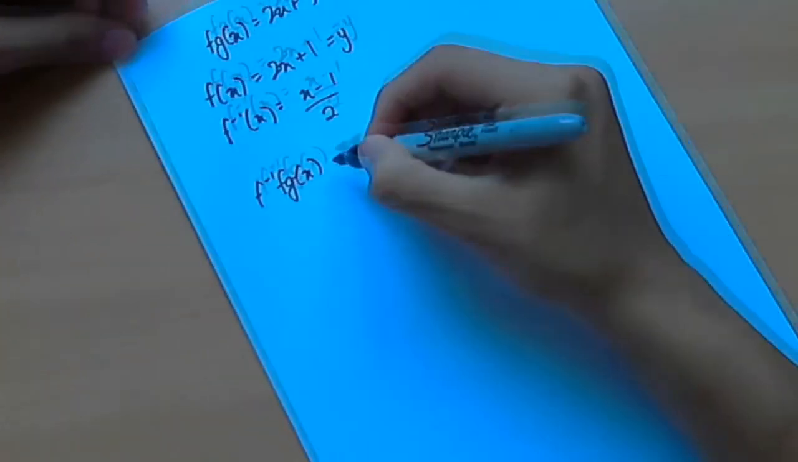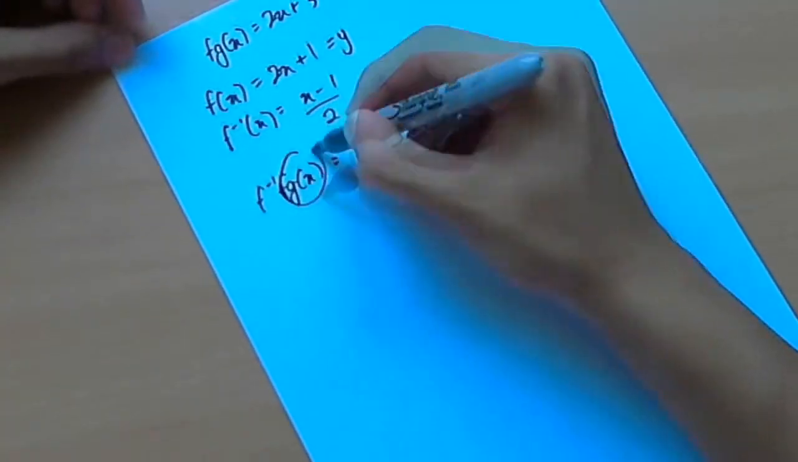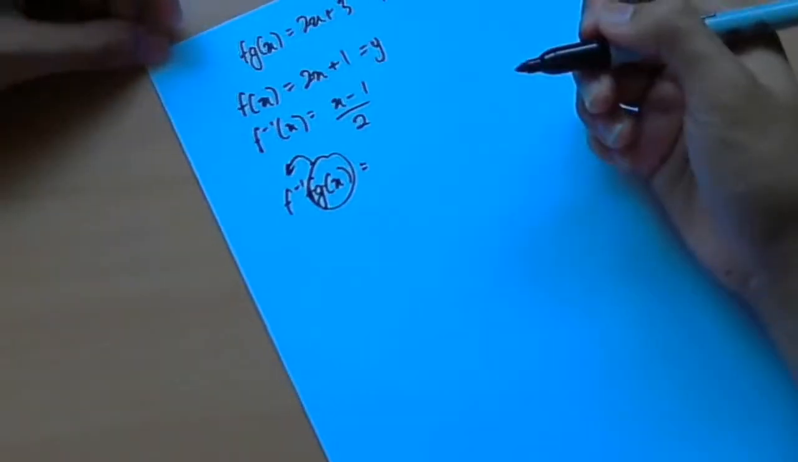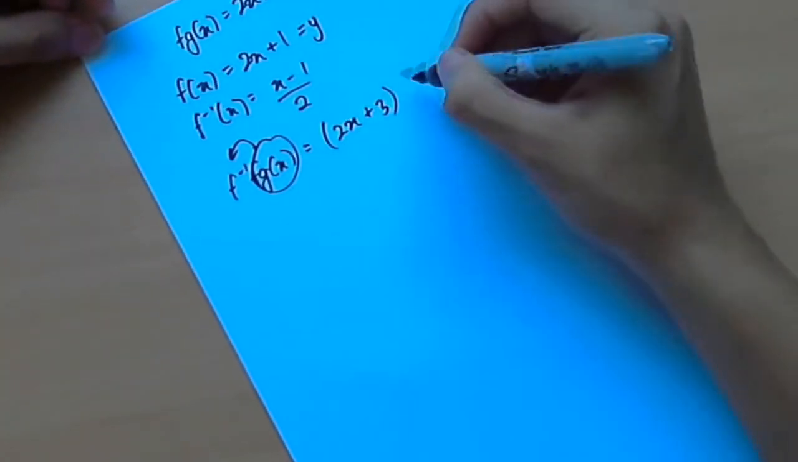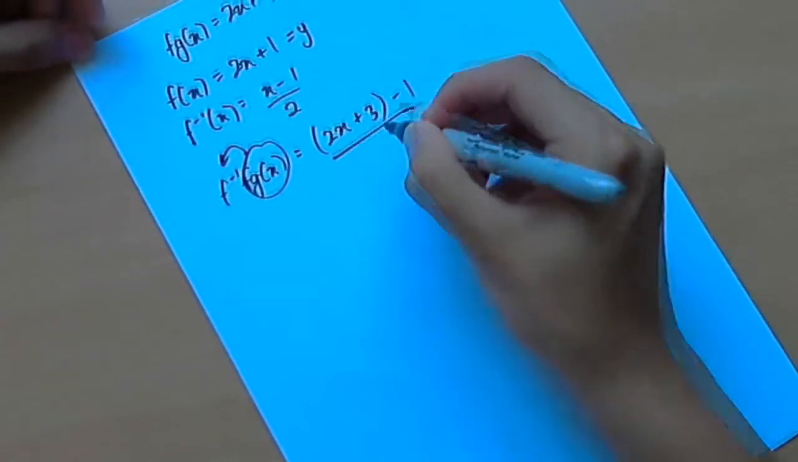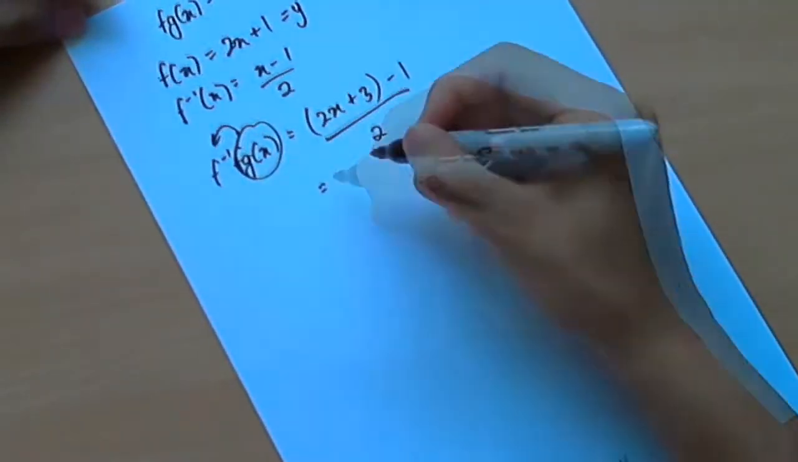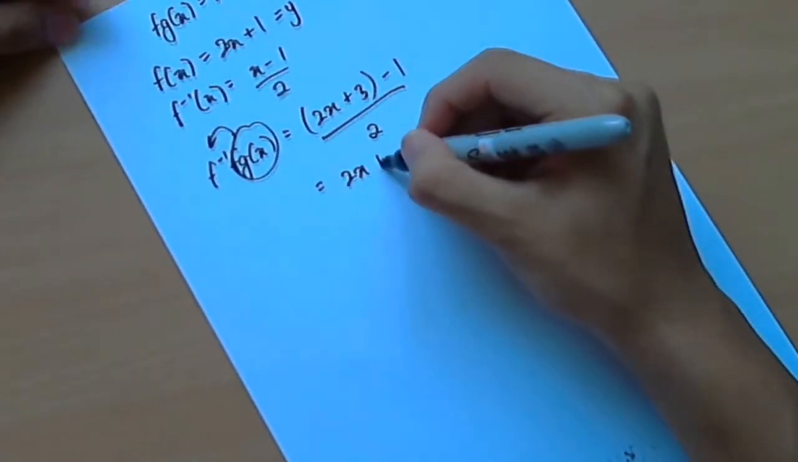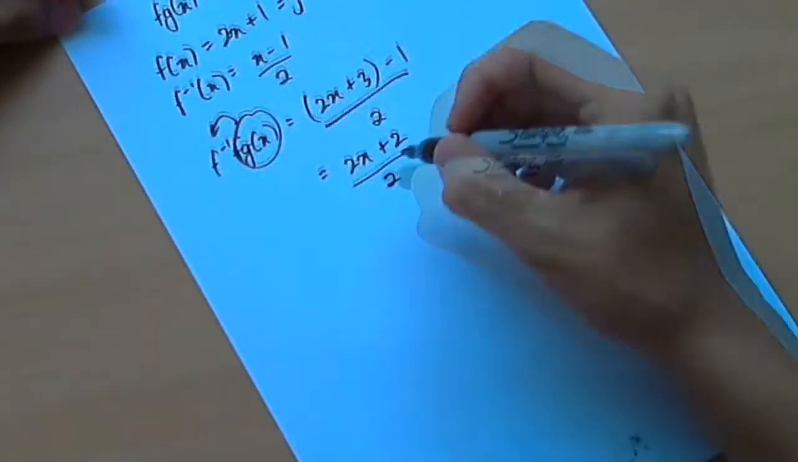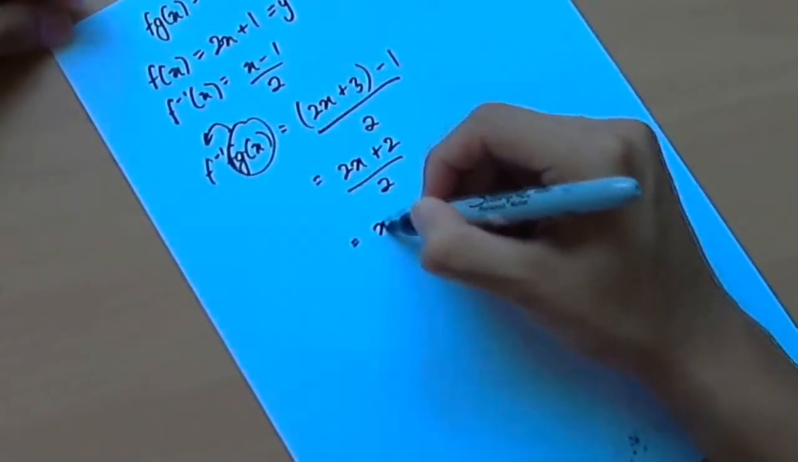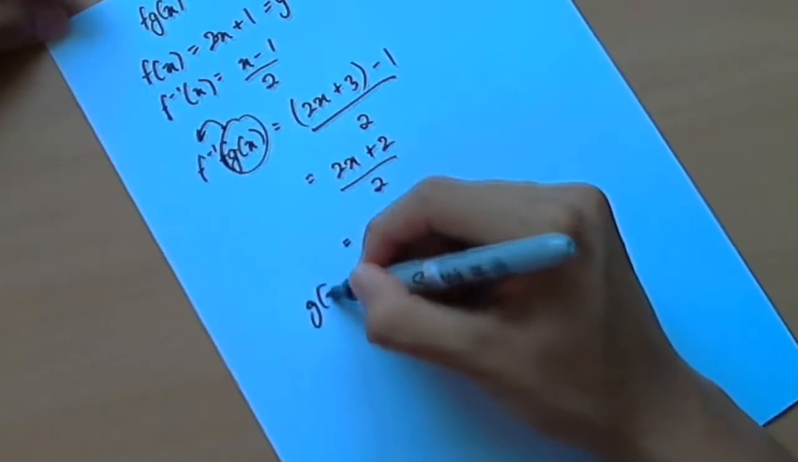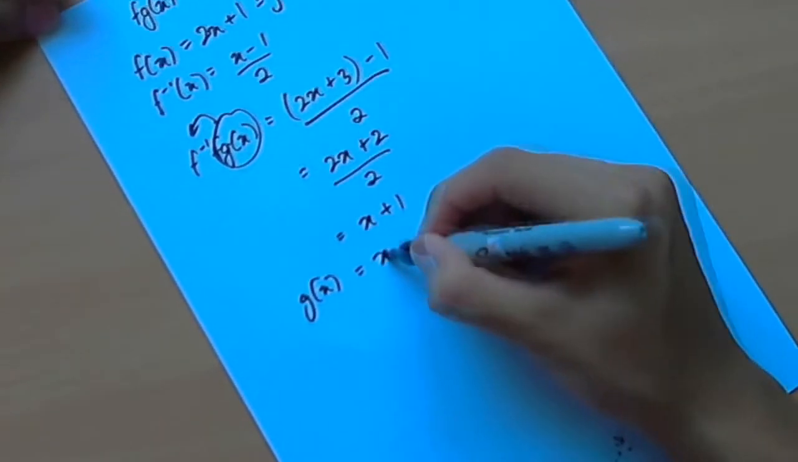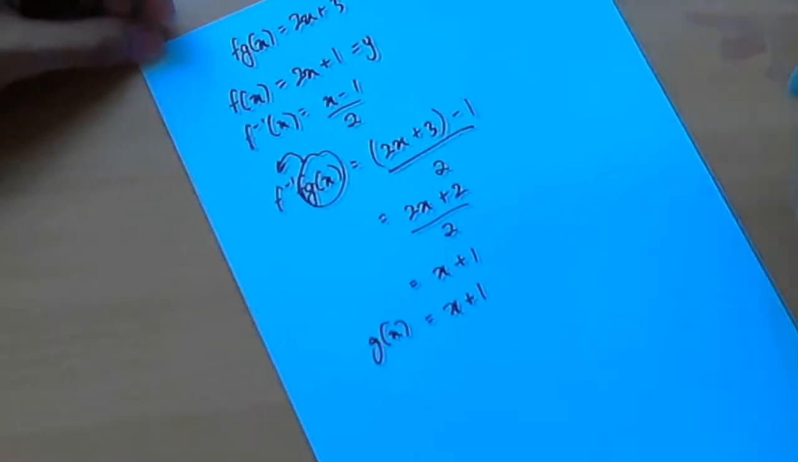Remember, the outside goes inside. So I'm going to get (2x plus 3 minus 1) divided by 2. So I'll get (2x plus 2) over 2, and I'll write it down as x plus 1. It's the same. So we'll get function g is equal to x plus 1.